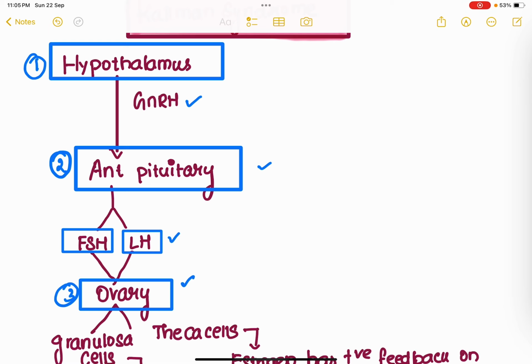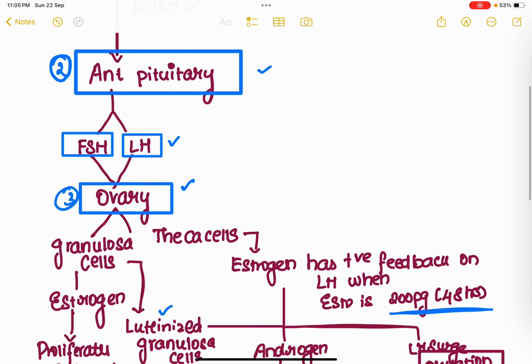What is FSH and what is LH? FSH means follicle stimulating hormone and LH means luteinizing hormone. Am I clear? Yes. So this FSH and LH will act upon the ovary. From the ovary we know that there are two kinds of cells. One is the granulosa cells and the other is the theca cells, right?